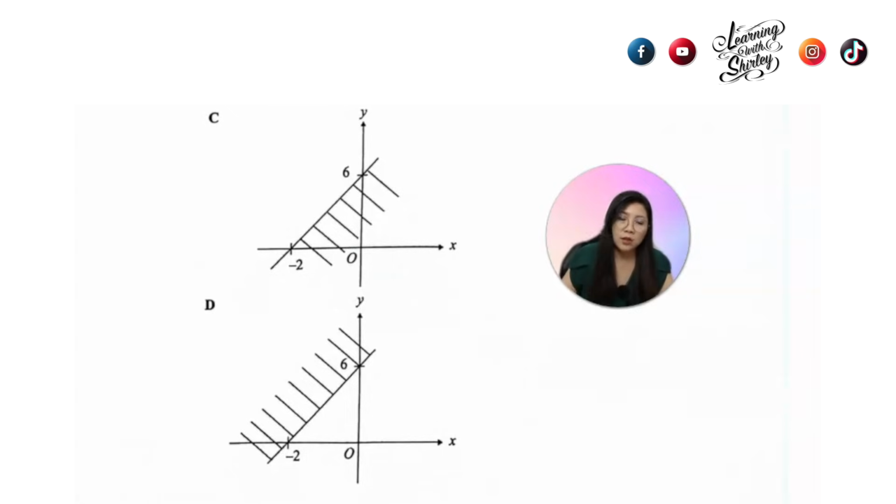But the question is, y more than or equal to 3x plus 6. So if it's more than, it means that it must be this region. Okay, this region. Because here is more than or equal to, the bottom is less than or equal to. So the answer is D.